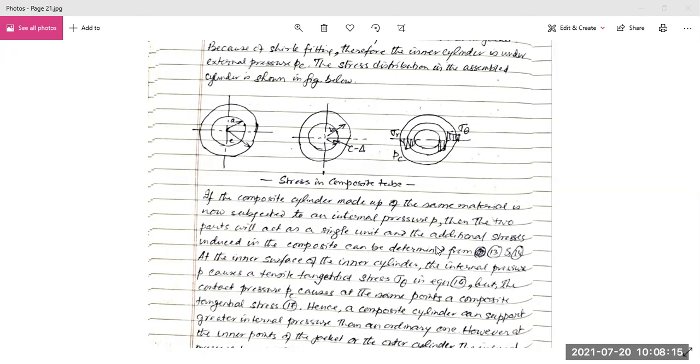And the additional stress induced in the composite can be determined, just as I told you. If there is an internal pressure only, then from equations 13 and 14, we get the radial stress and the circumferential stress itself. At the inner surface of the internal cylinder, the internal pressure P causes tensile tangential stresses sigma theta, which is given by equation 14.